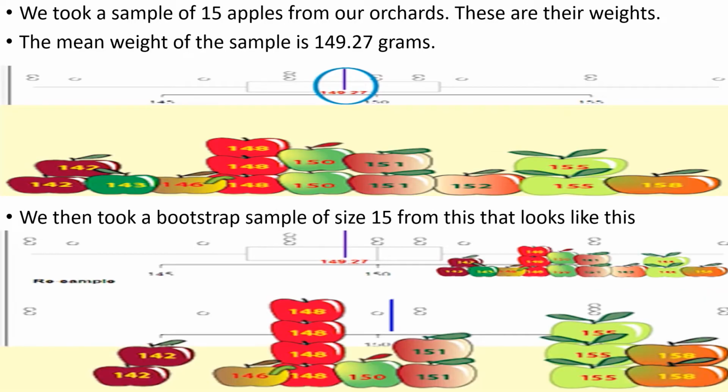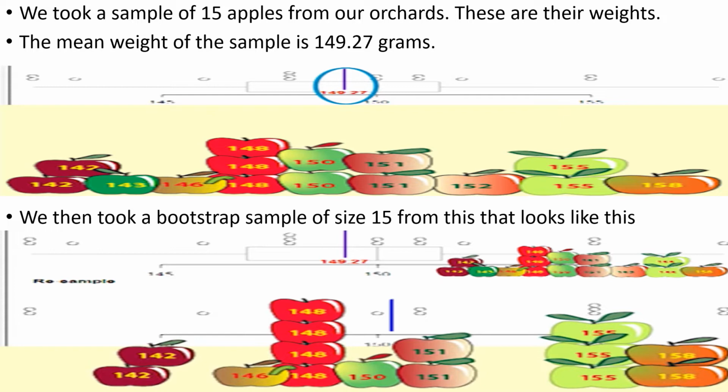We took a sample of 15 apples from our orchard. People, this is Insight, like I've said. These are their weights. The mean weight of the sample is 149.27 grams. So there's one sample that we've taken. We then took a bootstrap sample of size 15 from this that looks like this.